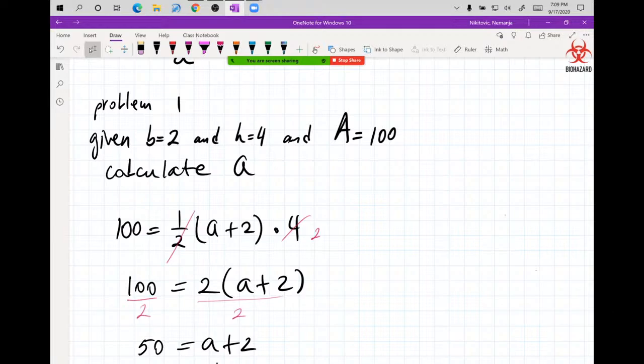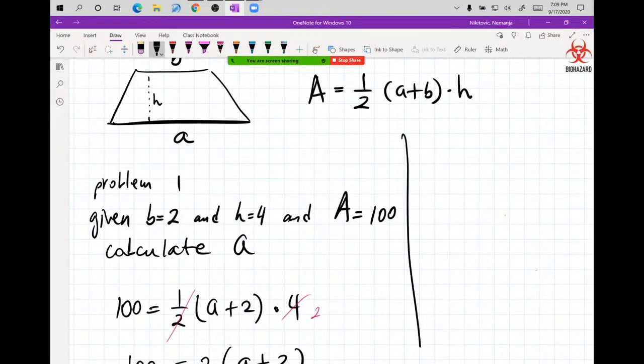But if the problem says, and here it is over here, problem 2, solve for a. No numbers given to you. Nothing. In that case, you have to go through algebra without computation and get a equals everything else. So solve for a, that means get a by itself.